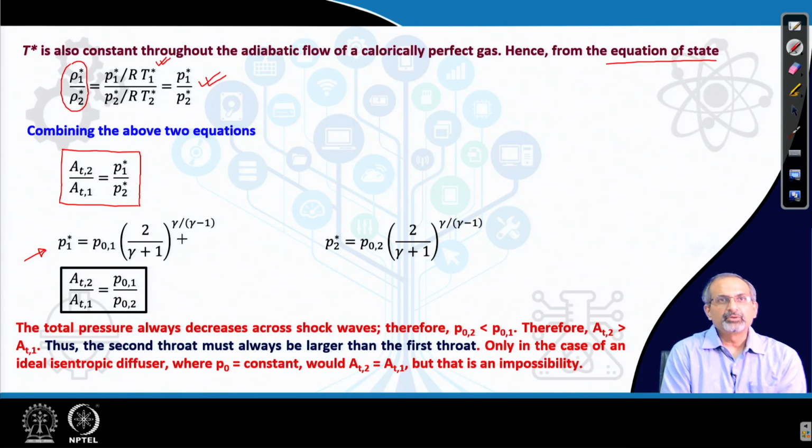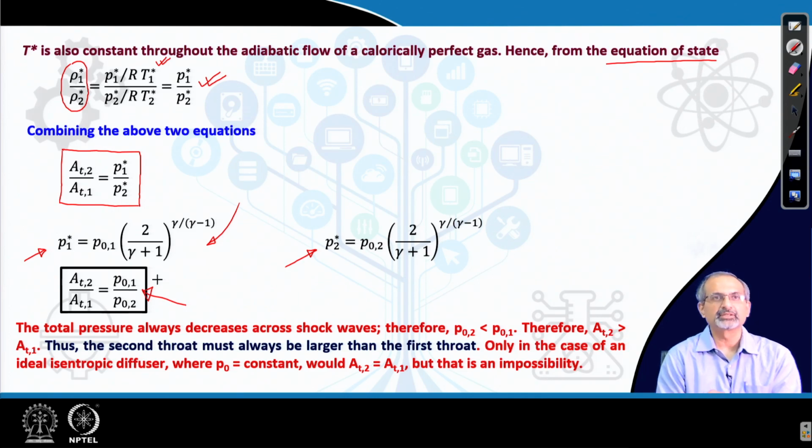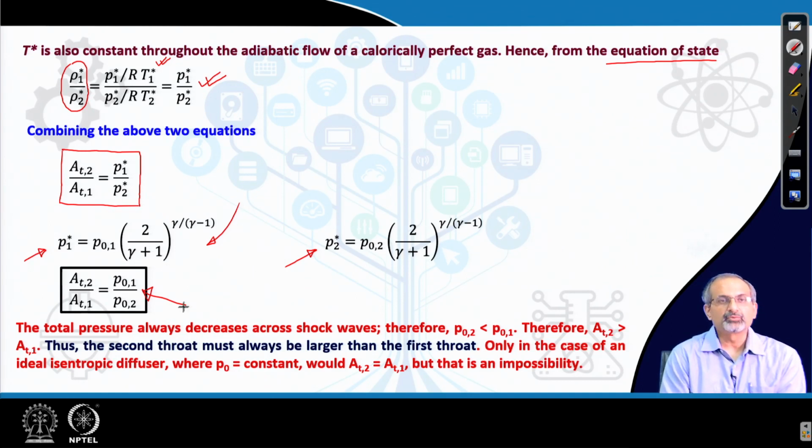Can we write down the P 1 star and P 2 star in terms of the stagnation pressure values at the corresponding stations? Yes, we can. We have learnt about these equations earlier. We can substitute them, and then what are we left with at the end? We are left with this equation, that the area ratio AT2 by AT1 equals P naught 1 by P naught 2.